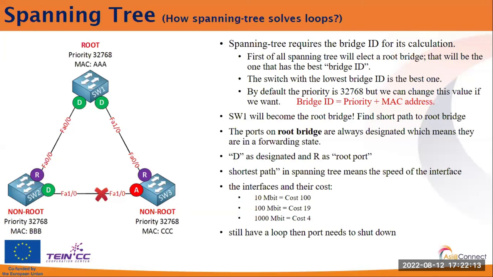So lower is better. Both switches have the same priority, but the MAC address of switch 2 is lower. So it is clear that switch 2 will win the battle. Switch 3 is our loser, and it will be blocked. So you can see here it is shut down, right?